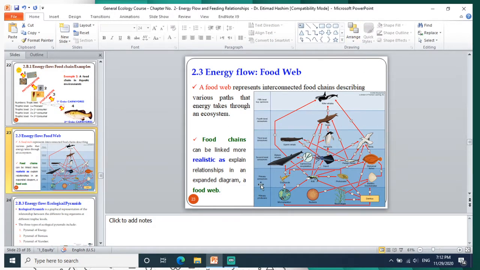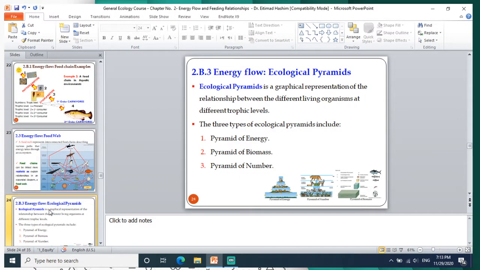And here, if you can see the trophic levels, here is the explanation. You can reconstruct several food chains from this food web. As we are going through the food chains and food web, we go through the trophic levels.